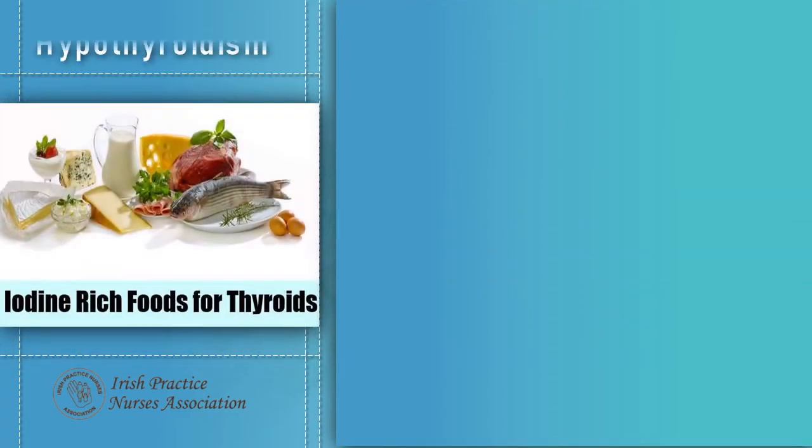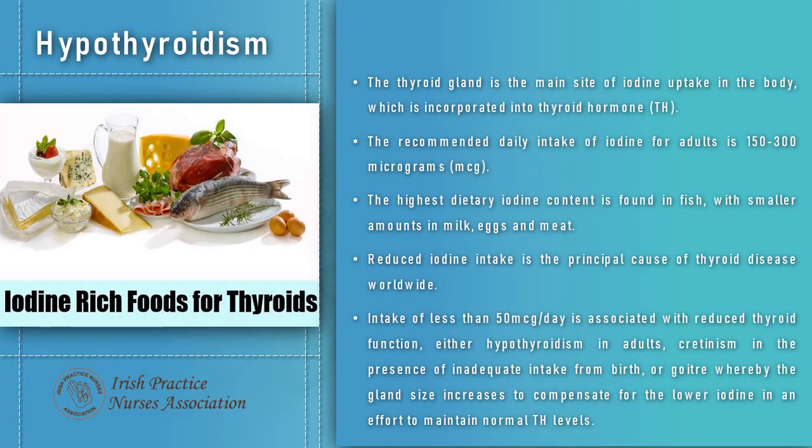The thyroid gland is the main site of iodine uptake in the body, which is incorporated into thyroid hormone. The recommended daily intake of iodine for adults is 150 to 300 micrograms. The highest dietary iodine content is found in fish, with smaller amounts found in milk, eggs, and meat. Reduced iodine intake is the principal cause of thyroid disease worldwide. Intake of less than 50 micrograms per day is associated with reduced thyroid function, either hypothyroidism in adults, cretinism in the presence of inadequate intake from birth, or goiter, whereby the gland size increases to compensate for the lower iodine in an effort to maintain normal thyroid hormone levels.